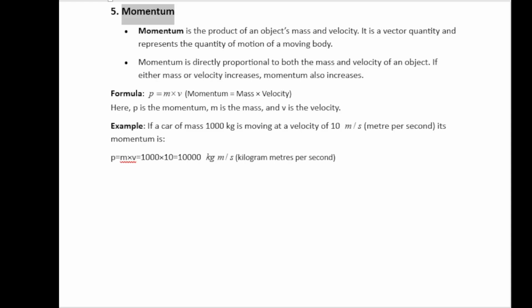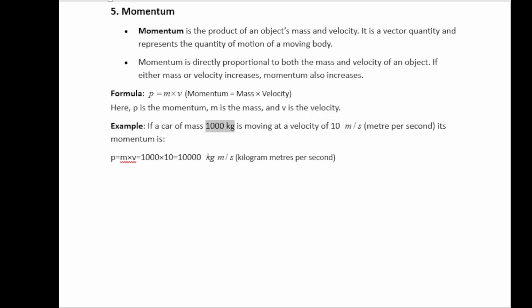5. Momentum. Momentum is the product of an object's mass and velocity. It is a vector quantity and represents the quantity of motion of a moving body. Momentum is directly proportional to both the mass and velocity of an object. If either mass or velocity increases, momentum also increases. Formula: momentum p = m × v. Here, p is the momentum, m is the mass, and v is the velocity.